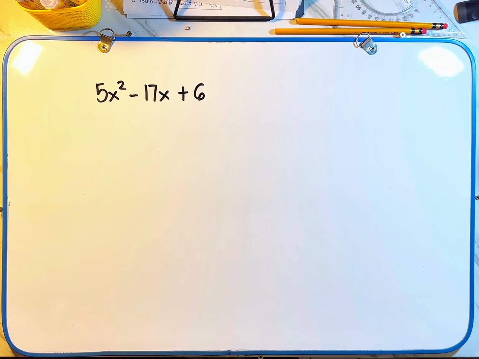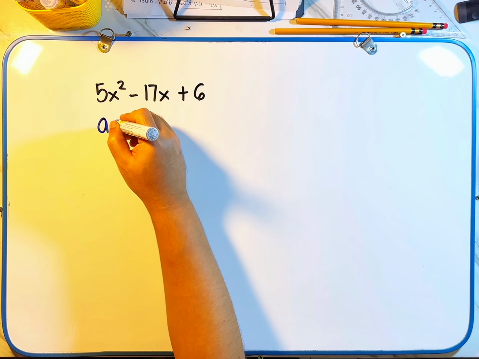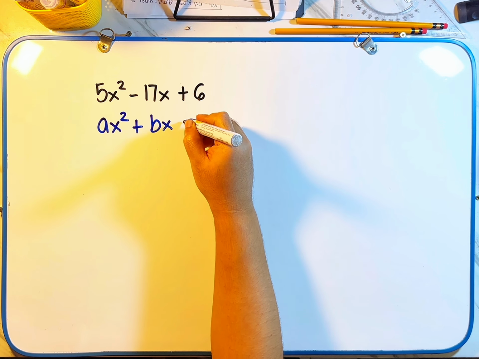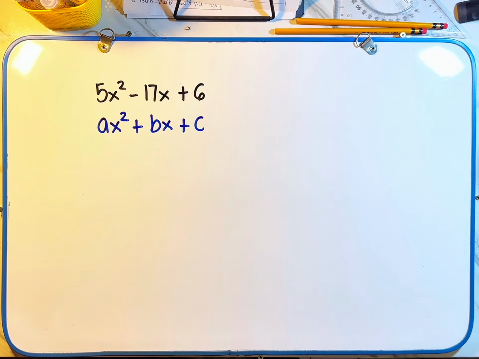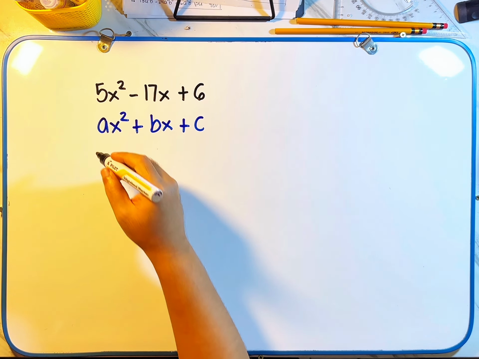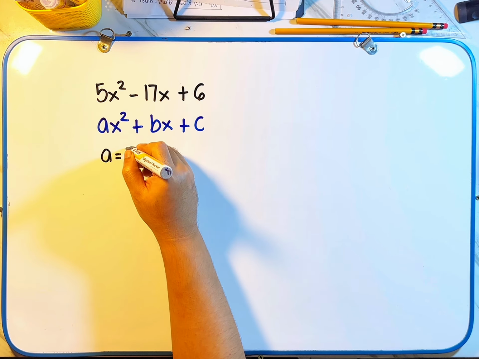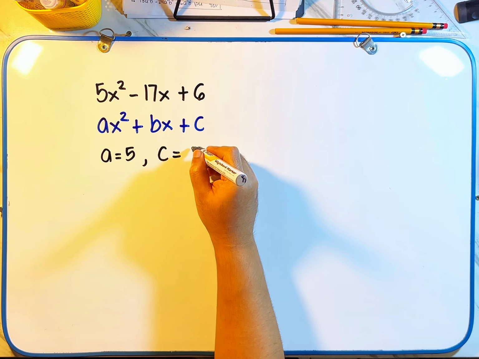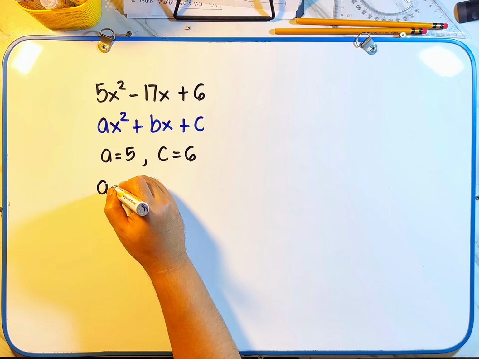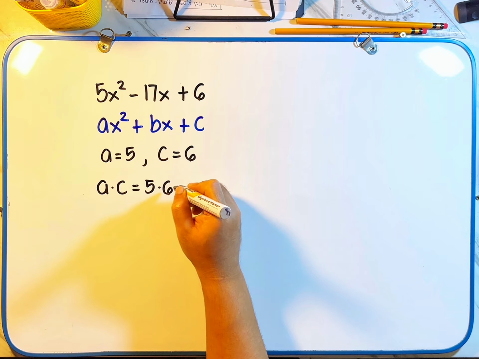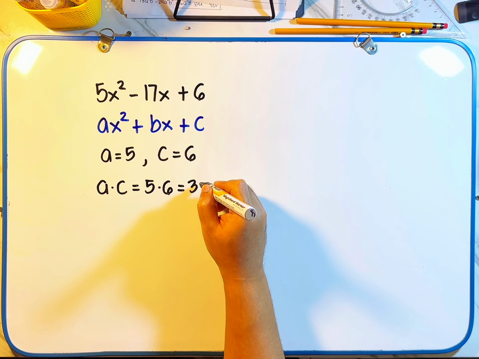So, this resembles the pattern ax squared plus bx plus c, right? A, which is the leading coefficient, is equal to 5, while C, the constant term, is equal to 6. Now, let's get the product. A times C is equal to 5 times 6, and 5 times 6 is 30.